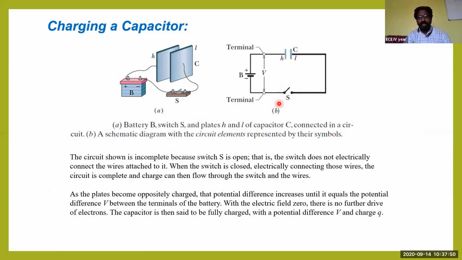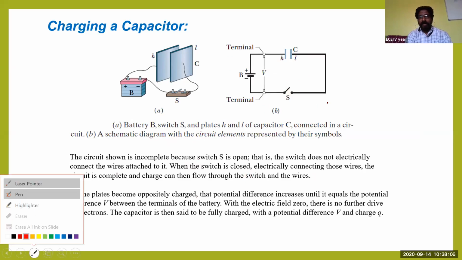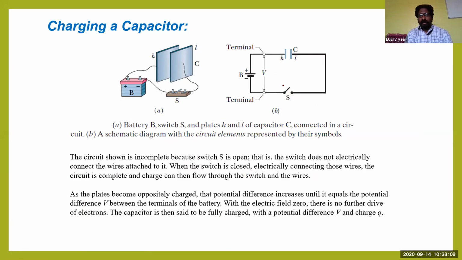In the first case, the circuit is incomplete because the switch is open. Because the switch is open, it will not electrically connect the wire attached to the capacitor. Whenever you close this switch, there will be an electrical connection between the capacitor, the battery and the wire. Then the charging takes place in the capacitor between its two plates. If the switch is closed, the circuit is complete and charge can flow through the switch and the wires in order to be stored in the capacitor.